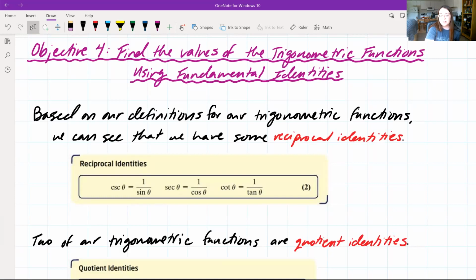So based on our definitions for our trigonometric functions, we can see that we have some reciprocal identities. With reciprocal identities, we're really just looking at cosecant, secant, and cotangent. Cosecant theta is 1 over sine, secant of theta is 1 over cosine, cotangent of theta is 1 over tangent of theta. So these are reciprocal properties.